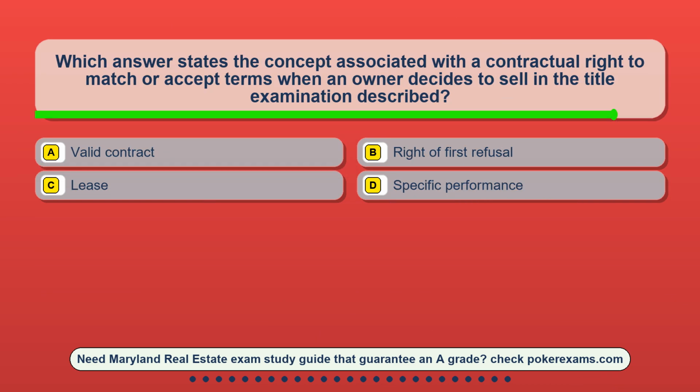Question 10. Which answer states the concept associated with a contractual right to match or accept terms when an owner decides to sell in the title examination described? Option A, valid contract. Option B, right of first refusal. Option C, lease. Option D, specific performance.